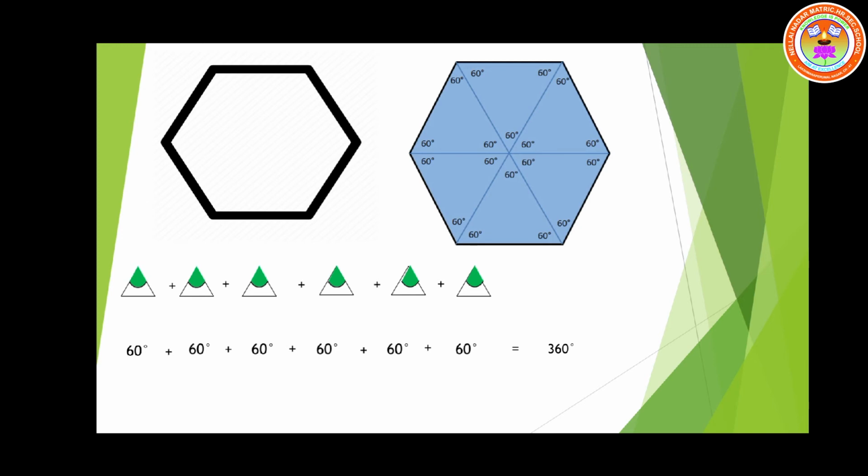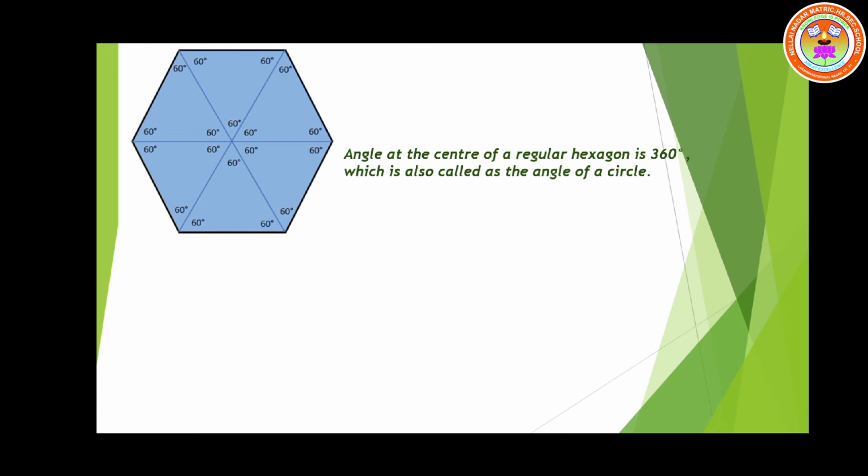Yes. Now, what should I do for finding the angle at the vertex? The same diagram I have taken. The angle at the center of a regular hexagon is 360 degrees. Just now we found by adding all the 6 angles that we got 360 degrees. This angle is also called the angle of a circle.